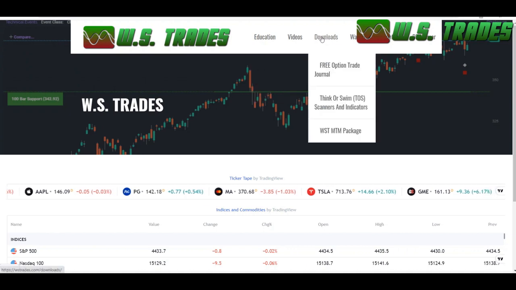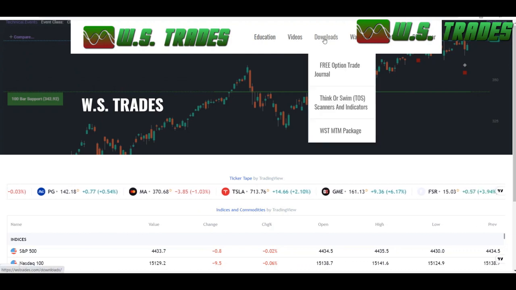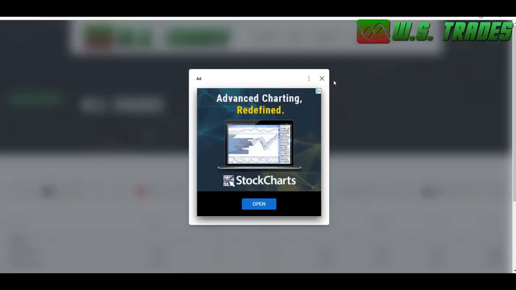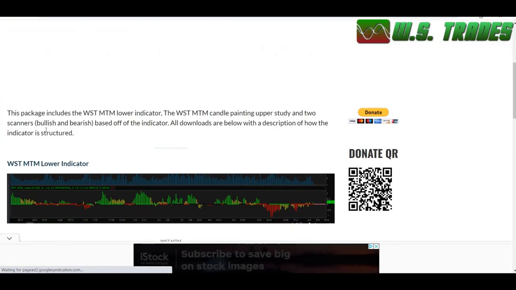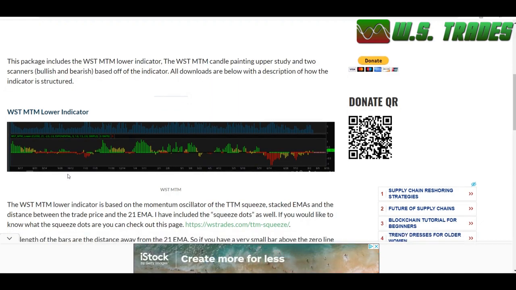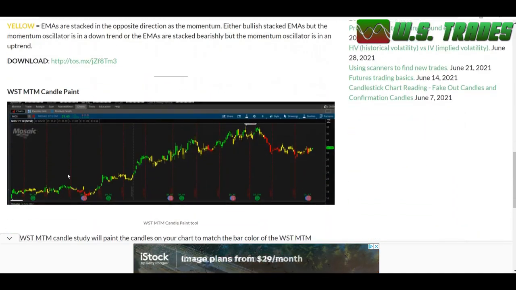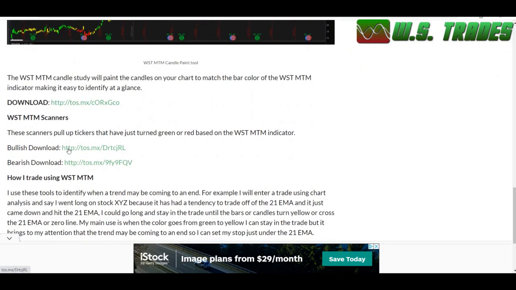We released an indicator package over at the website. So you'll go to WSTrades.com, go to the Downloads tab, and down at the bottom you have the WST MTM package. Click on that. It'll tell you all about what the indicator is based off of. We have a lower indicator. We have a candle painting study, and also a bullish and bearish download, or scanner download.